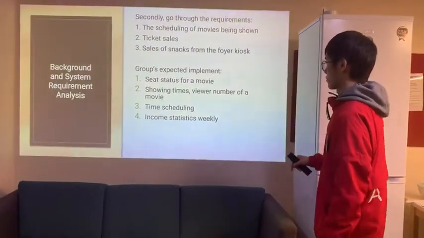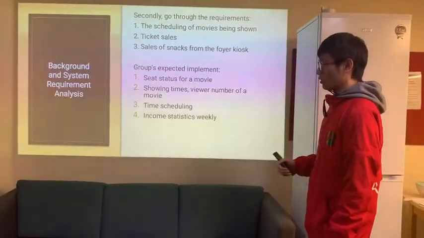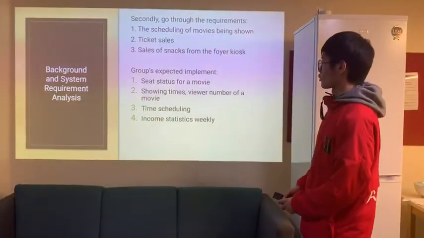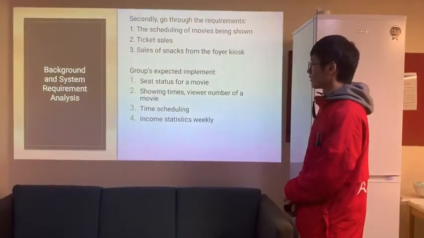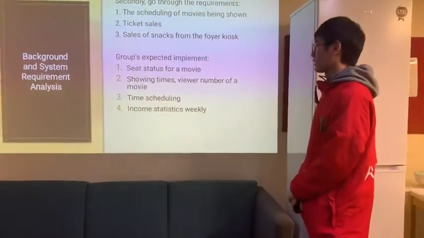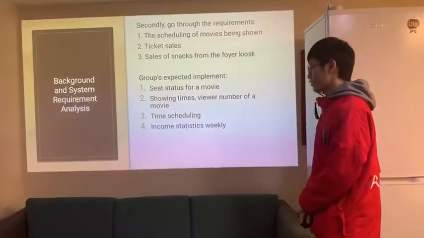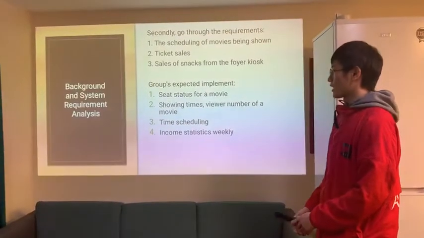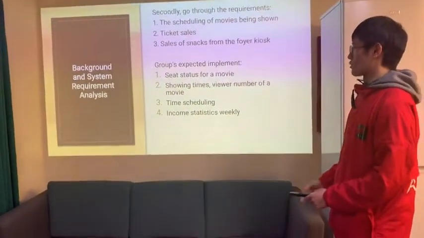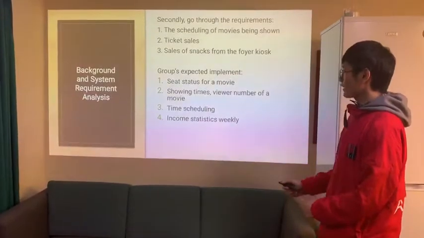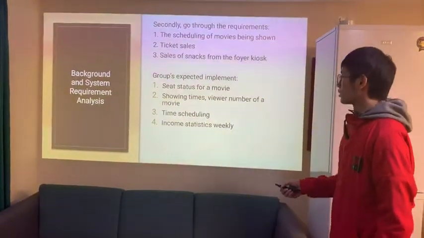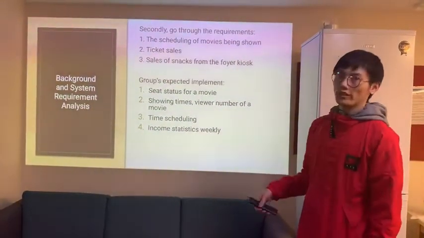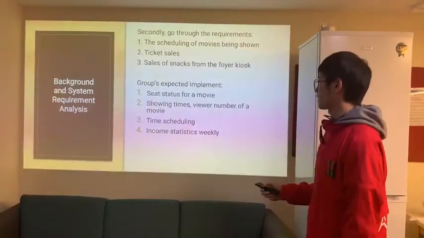First, seat schedules for a movie. For example, a seat is taken or a seat is free. Secondly, showing times and viewer numbers of the movie. Thirdly is about time scheduling. For example, a movie is shown from one time to another time, and after that movie, another movie will be shown. Finally, we can calculate the weekly income.